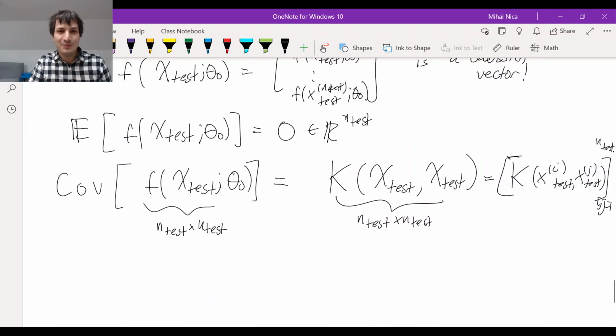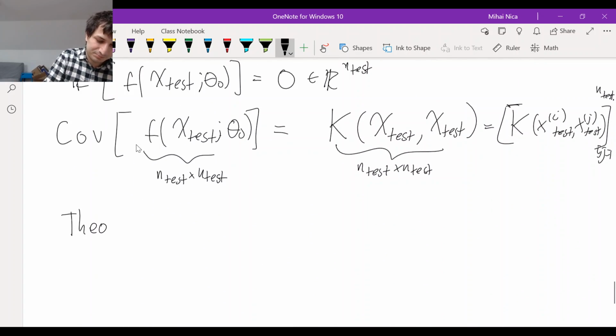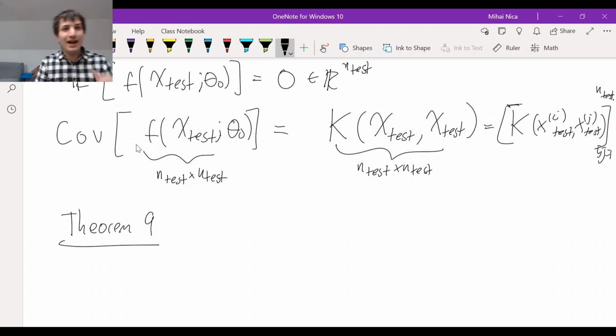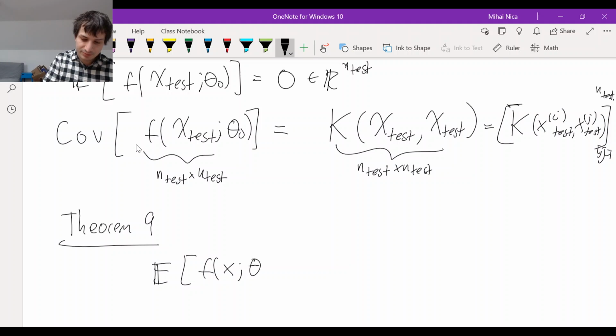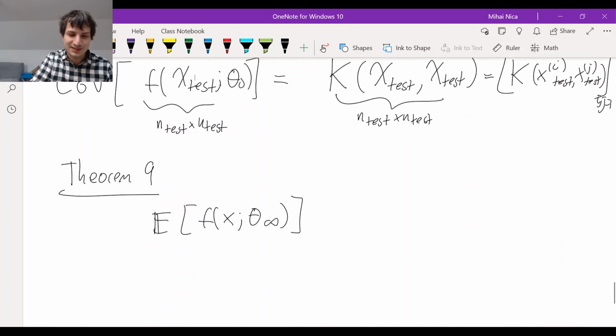Proposition 7 is some kind of statement about Gaussians. And Theorem 9, you can make lots of versions of Theorem 9. My version is going to be this. So the expected value of f of x, theta infinity. Okay, look, this was theta 0, that was Proposition 7. What happens at initialization? Theorem 9 is what happens at time infinity.